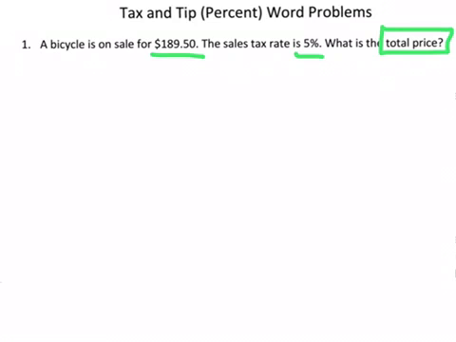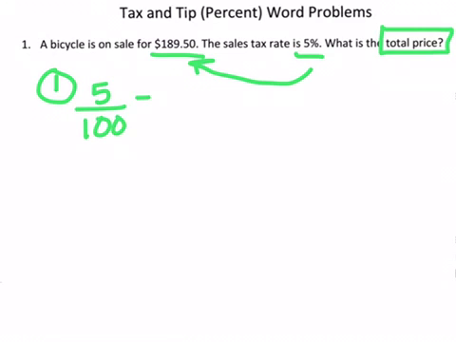What is the total price? So what we have to do is find 5% of $189.50. When we find the sales tax rate, we then have to find the total price, which is adding them together. So our first step is going to be finding the percent. So we have the percent over 100 equals our unknown, because we don't know what that number is going to be. And then it's over $189.50. Okay, just like in the entire worksheet before, you cross multiply, then divide.